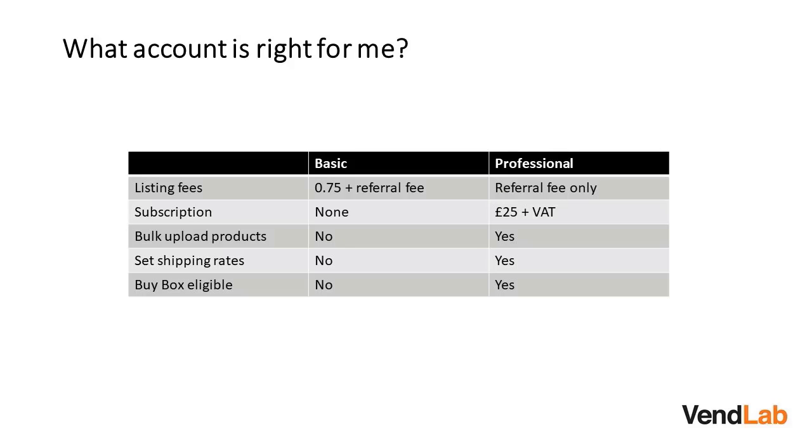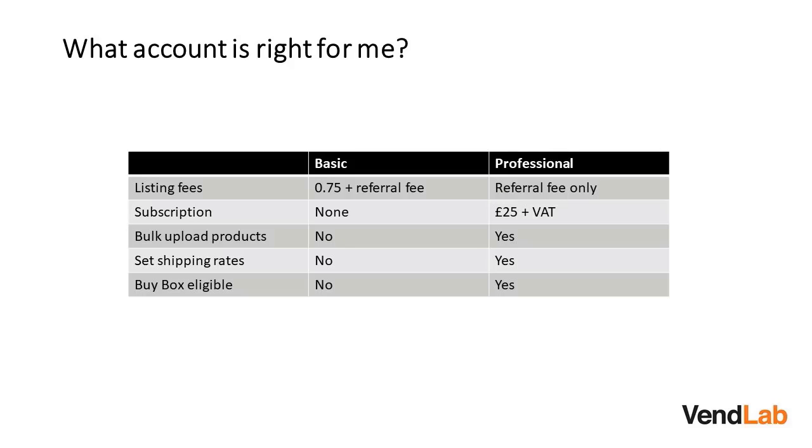Here is a list on this slide of the ways in which these different account types differ. Firstly, listing fees. On a basic account, there is a 75p fee which is payable when the item is sold, plus the referral fee, which is typically around 15% but does vary per category. For the professional level account, there is no fixed fee, only the referral fee to pay. For the basic account, there is no ongoing subscription fee, but for the professional account, there is a £25 fee per month.